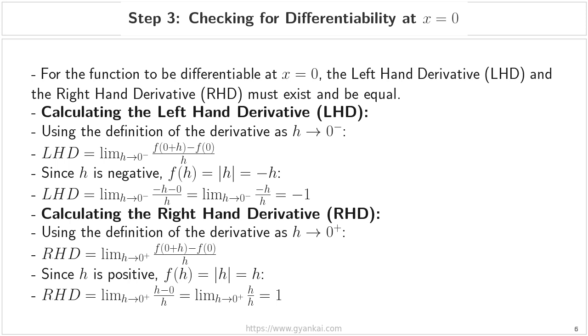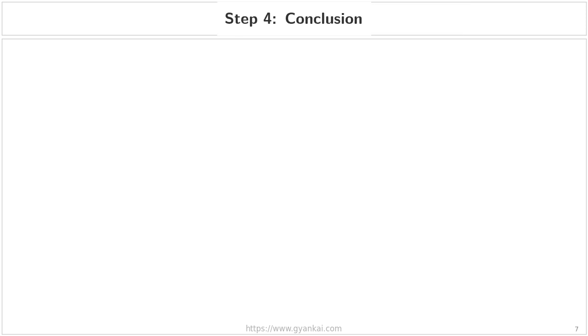As we can see, we have two different values for our slopes. In the next slide, we will discuss what this discrepancy means for the differentiability of the function. Step 4. Conclusion. Now, let us look at the results of the calculations we just performed in the previous step. We observe that the left-hand derivative equals negative 1, while the right-hand derivative equals positive 1.